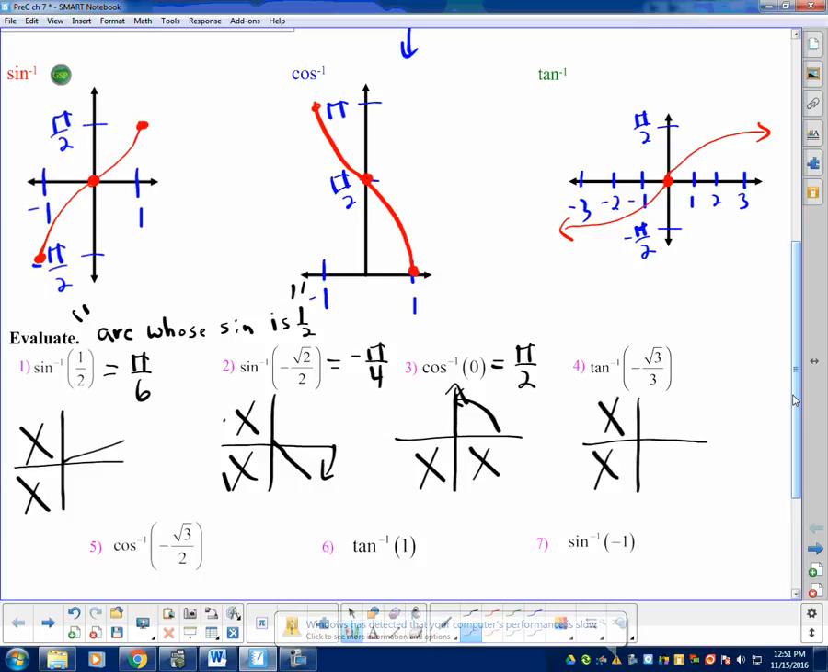Okay, so unfortunately this is not a multiple of pi over 4. That would be if it were 1 or negative 1. This is a negative root 3 over 3. So now we've got to think about this a little bit. How do you get root 3 over 3? You either get root 3 or you get root 3 over 3.